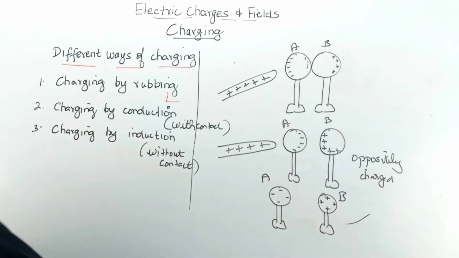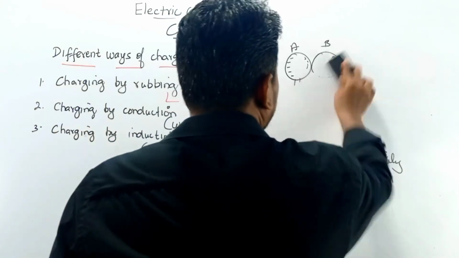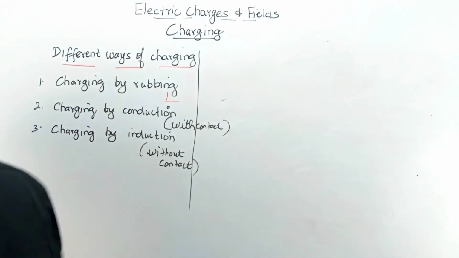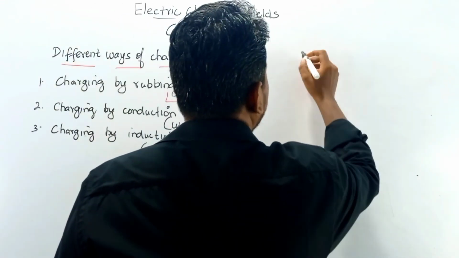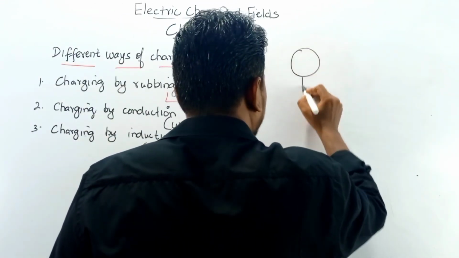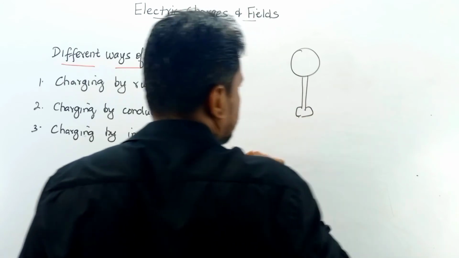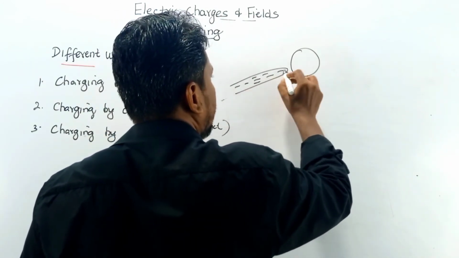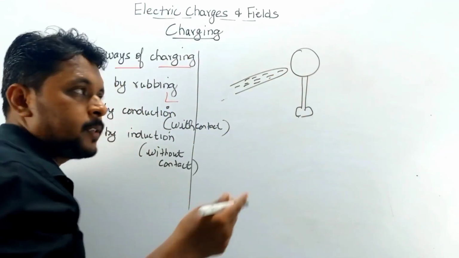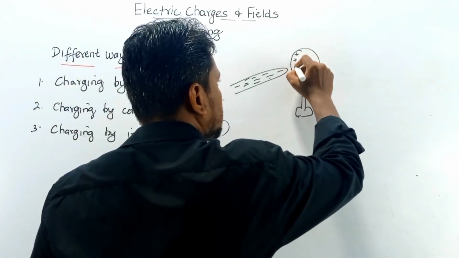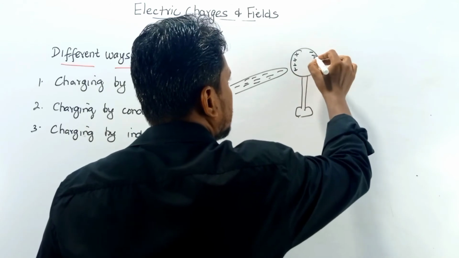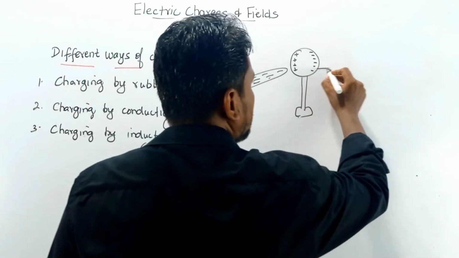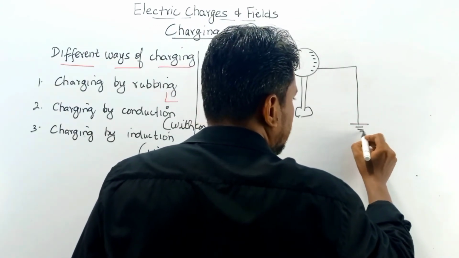Okay, I have another example also. So here we take only one metal sphere on an insulating stand. Now I bring a negatively charged rod nearby to it. So what happens? Positive charge due to force of attraction will get accumulated here, and negative charge will get accumulated here. Okay, so after this I am connecting this sphere to the ground. That is, I am doing the earthing process.